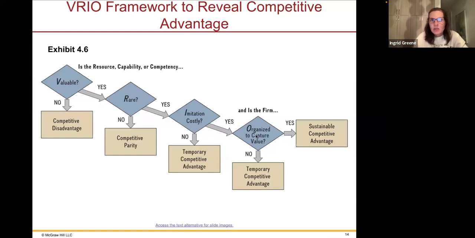But if it is costly to imitate, like Apple products, is the firm organized to capture value? This is where I worked in operations. Was this organization set up to move forward, produce product, and continue into the future? If yes, then you have sustainable competitive advantage. If not, there's just temporary competitive advantage. They'll be making yoga clothing for next week or next month, but if you don't have an organization that is organized to continue, then you're going to run into a problem.